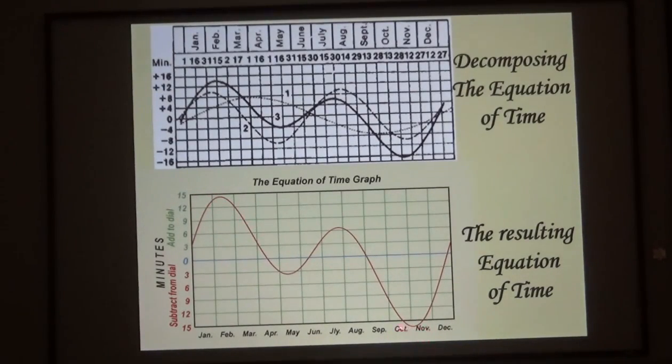Whereas down in the fall here, just before winter, you've got more than 15 minutes because you've got the combined effect of both the minimums of the sine waves really combining there in a positive sense. So that is basically what the equation is all about. Now, it's usually presented in a form like this, so you can read it to see how much you have to adjust solar time to mean time, as we call it, or clock time.